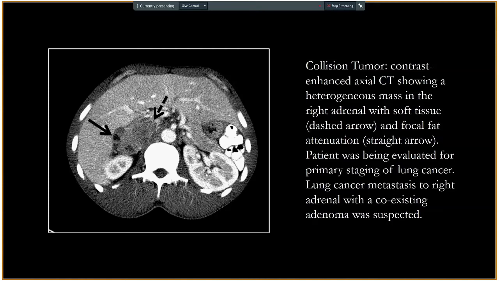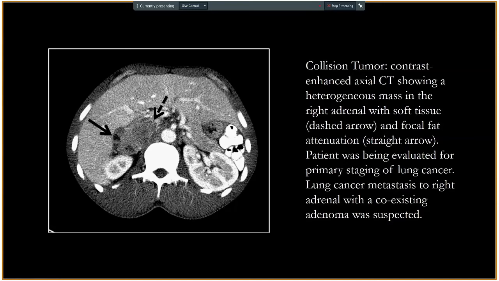So the right adrenal shows a mass which has fat foci, and so this was from an adenoma, and the rest of it, the soft tissue component, was metastatic disease from lung cancer. Typically it's a benign pathology that was already present, and now we have metastatic disease also to the adrenal, so it looks like a large mass, but with two different components. One is a benign component, which is more commonly an adenoma, and a malignant component, which could be metastatic disease from a primary such as lung cancer. So that's called a collision tumor.